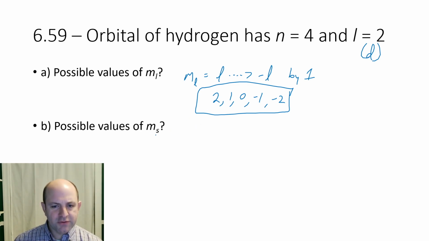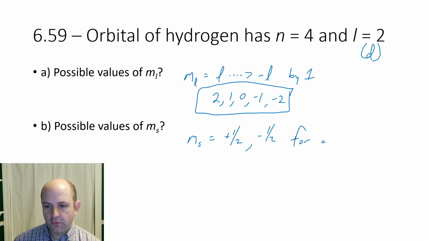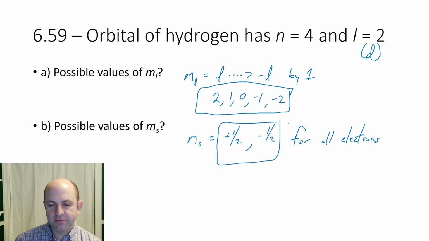If we have possible values of m sub s, then in that case, that one's easy. M sub s, no matter what, is always either plus 1/2 or minus 1/2. I'm just going to put it here for all electrons. Those are the two possible values. Now, if you're in the same orbital, only one can be plus 1/2, the other's got to be minus 1/2. But if you just have a random electron in a hydrogen, that's the key for one electron, then it's plus 1/2, minus 1/2 for everything. All right, so hopefully that will help you see, when they ask, what are the possible values to look for?